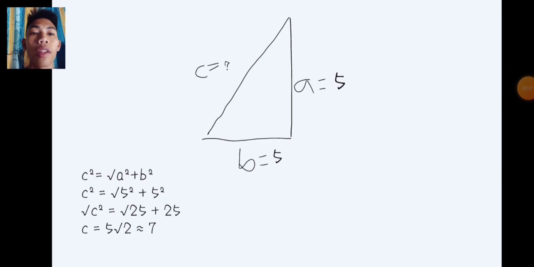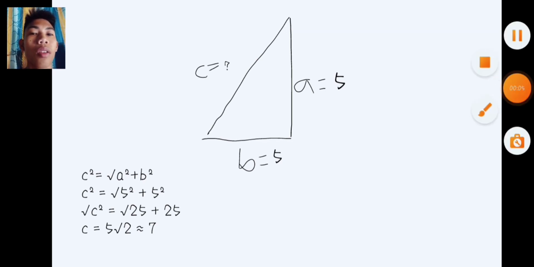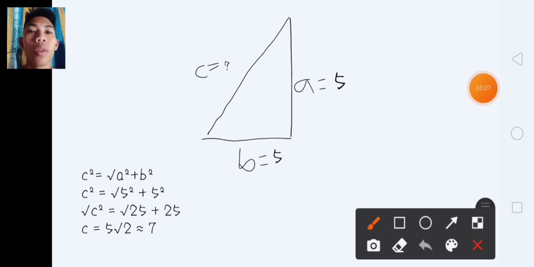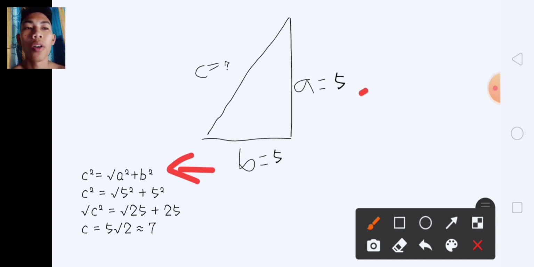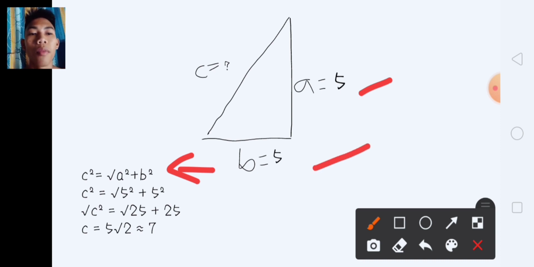For our last example, we're gonna look for C. We're gonna use this formula. C squared is equal to A squared plus B squared. So C squared is equal to the square root of 5 for our A and the square root of 5 for B.